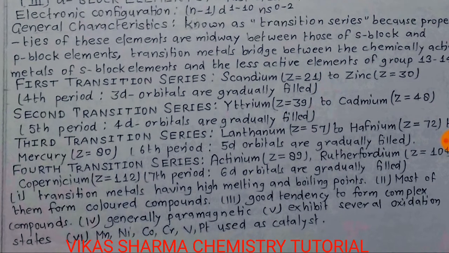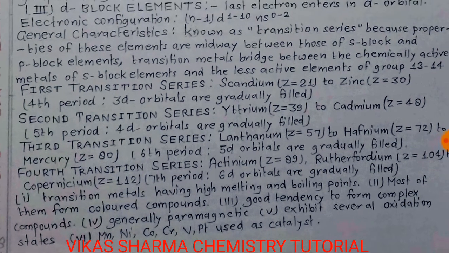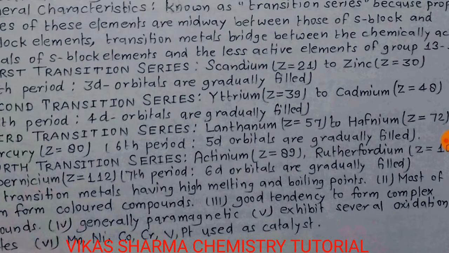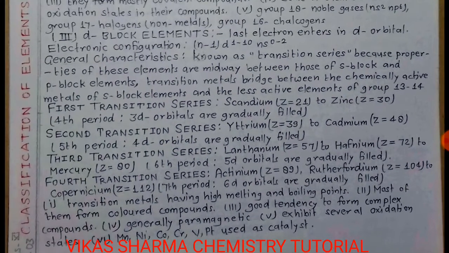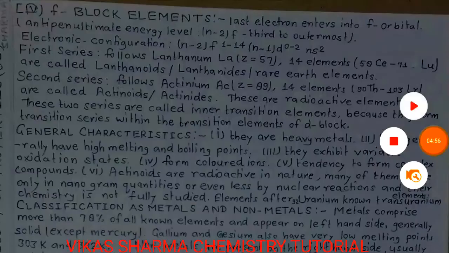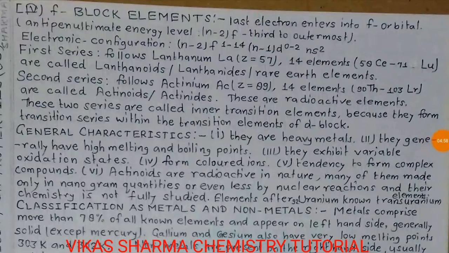The characteristics, student, are: transition metals have high melting and boiling points. Most of them form colored compounds. Third, good tendency to form complex compounds. Fourth, generally paramagnetic, meaning attracted toward a magnetic field. They exhibit several oxidation states, and manganese, nickel, cobalt, chromium, vanadium, platinum are used as catalysts. So these are the characteristics of D block elements.